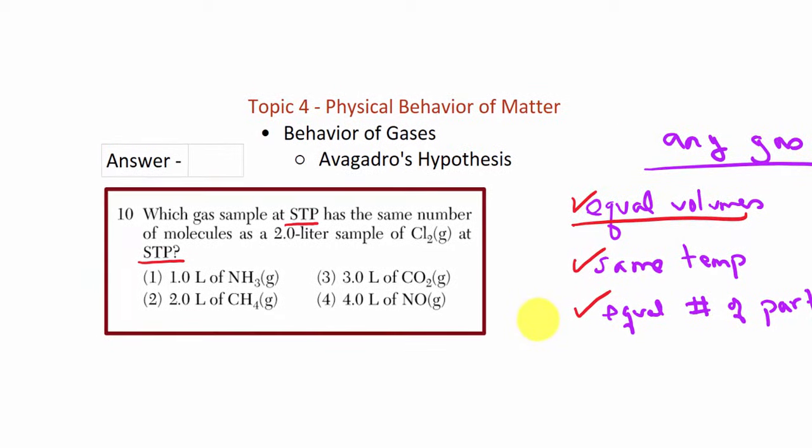So if you want something that has the same number of molecules as your chlorine gas, 2 liters, you need 2 liters of some other kind of gas. That's going to be answer 2. It actually doesn't matter what these formulas are as long as they're gases, because any gas is going to have these same properties, provided they have the same temperature and same volume.